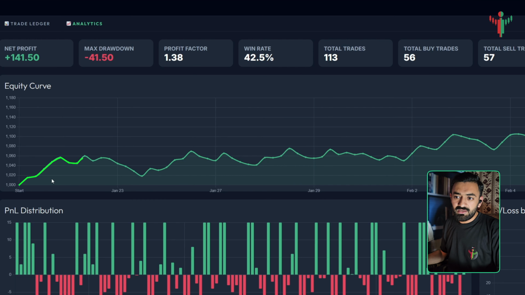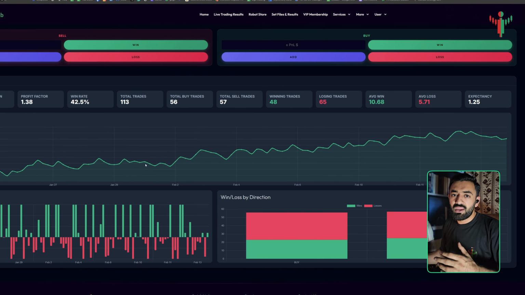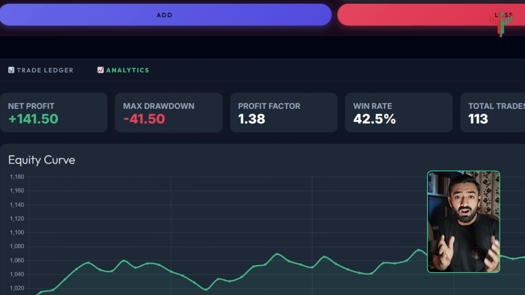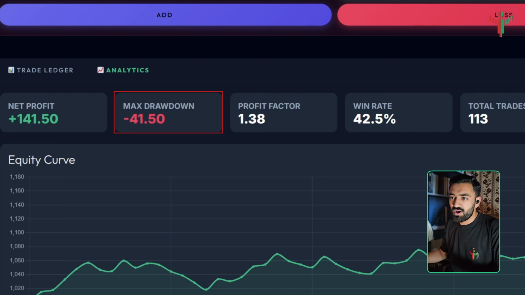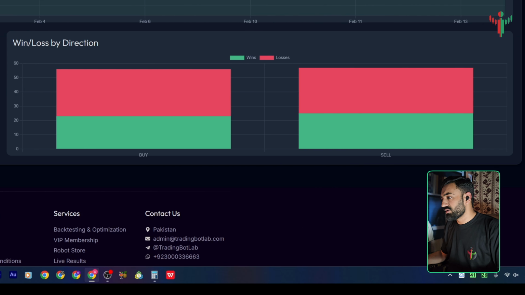Here in the start it gives some profitable trades, and then there are some losing trades here, and again it makes some profit. It is making profit and loss, and in this way overall it is making progress, and at the end it made 14% profit with a drawdown of only 4.1%. And here below the profit and loss distribution, and the win and loss by direction, how many buy and sell are win and in loss.